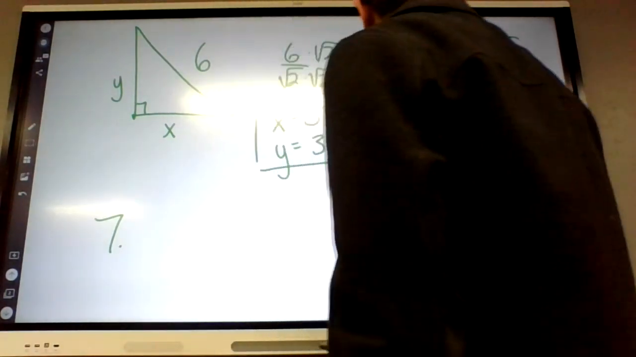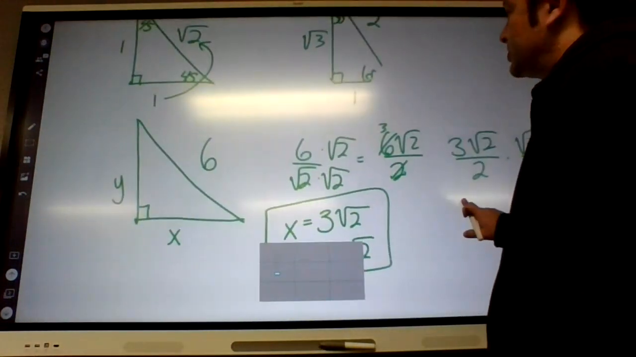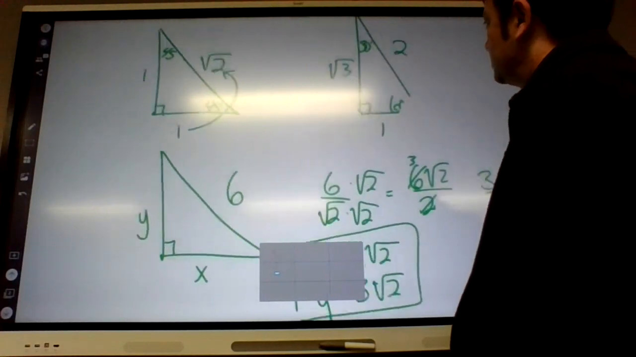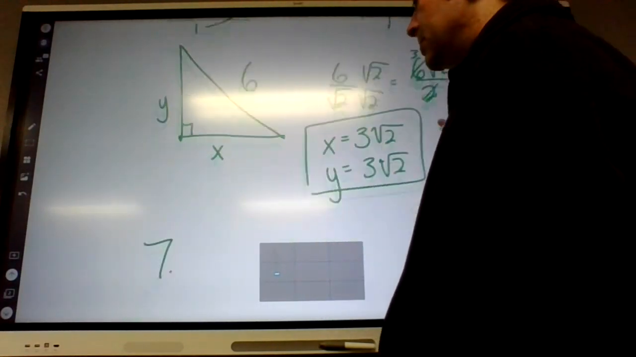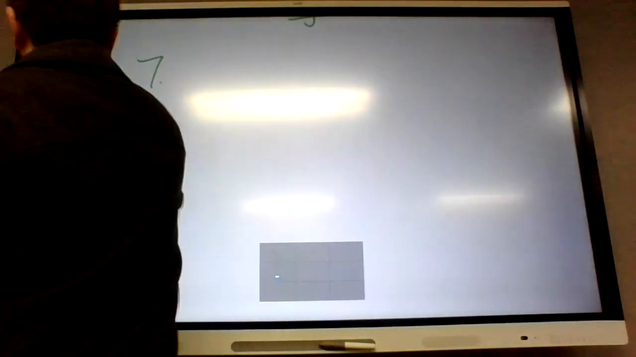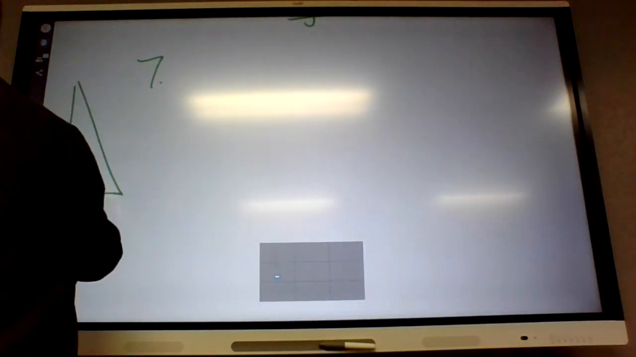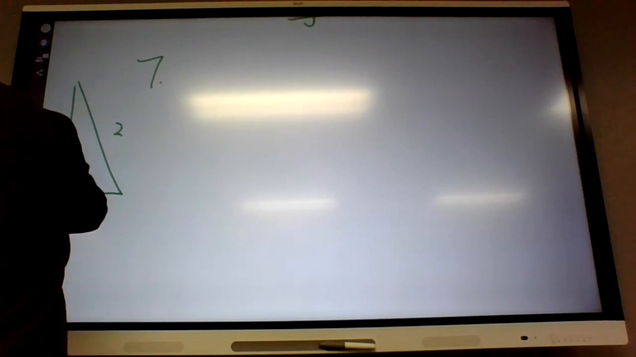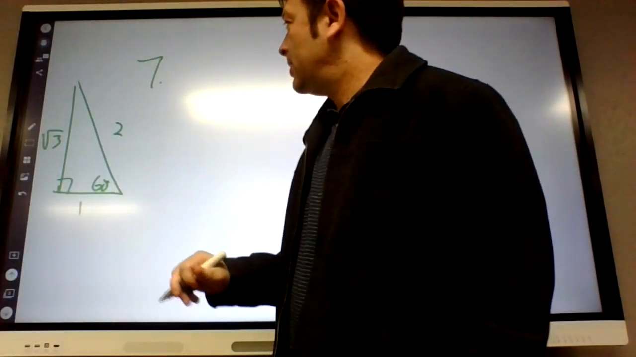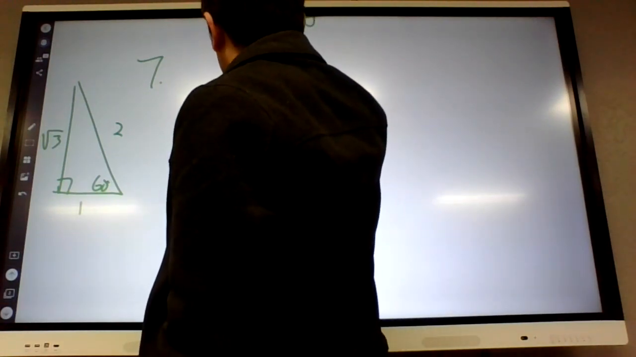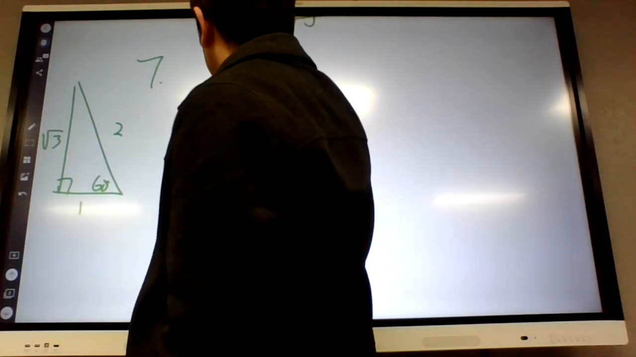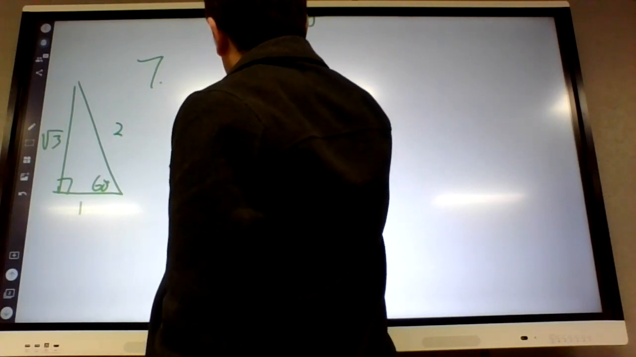Okay, so what changed on number 7? It's a 30, 60, 90. Okay, so that's this one, right? 1, 2, square root of 3. So what does it look like? It's kind of flipped over and lying down on its face, so it's switched all around.